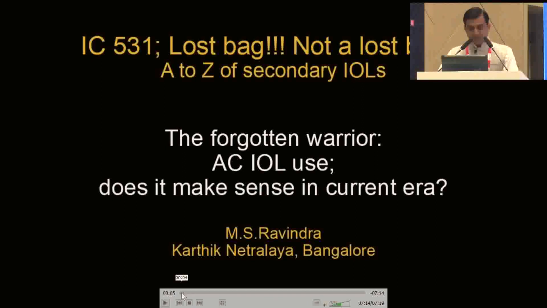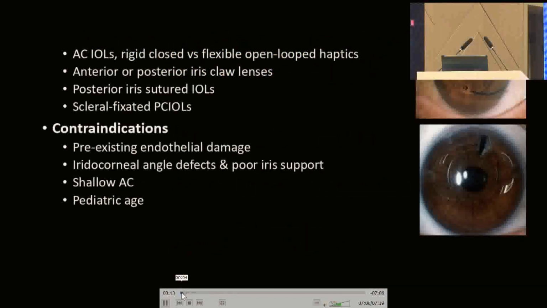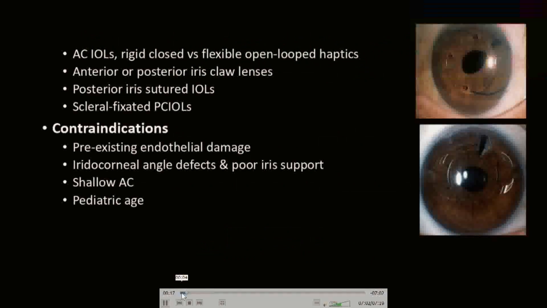So the first presenter is the video presentation by Dr. M.S. Ravindra. Faculty and delegates, AIOLs will salvage a lost bag, even today. Since Baron of France introduced the AIOL for the first time in 1952, there are many designs which were introduced, and the most successful of them is the Kelman Quadriflex IOL.